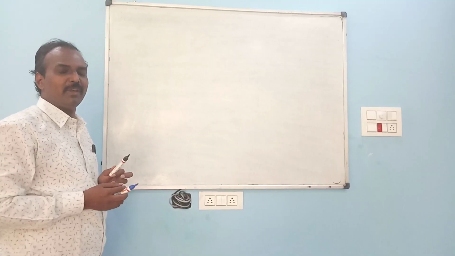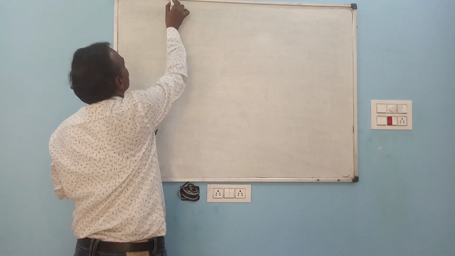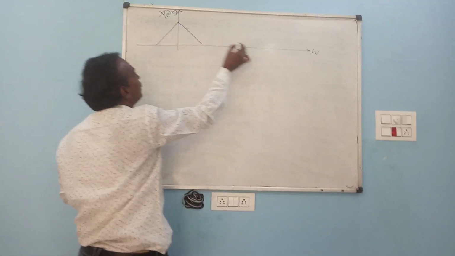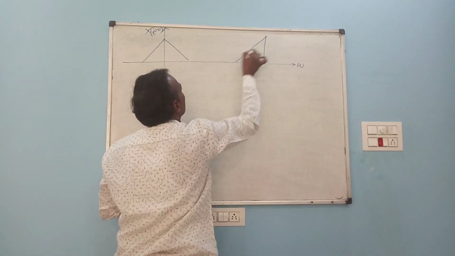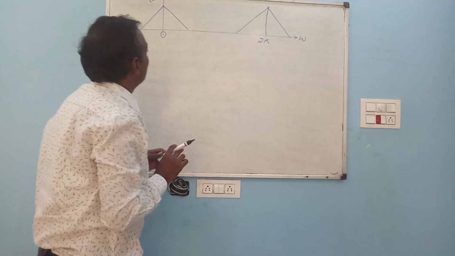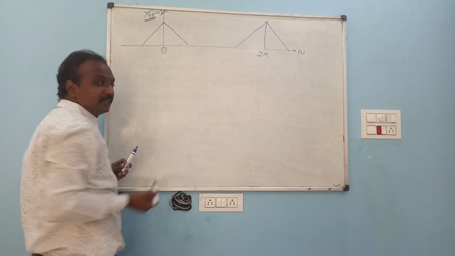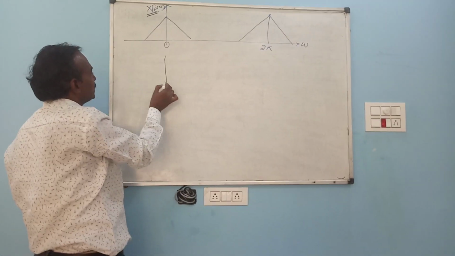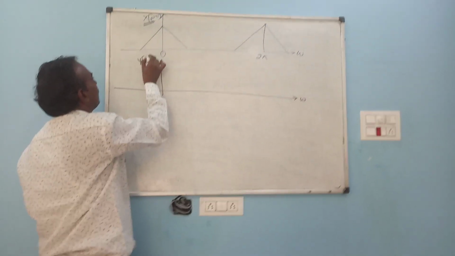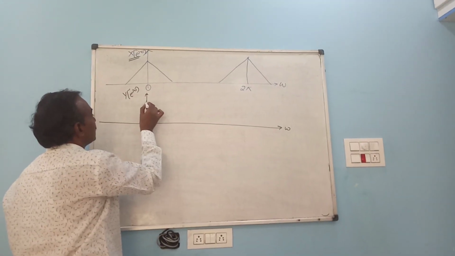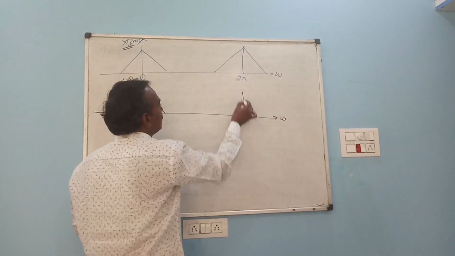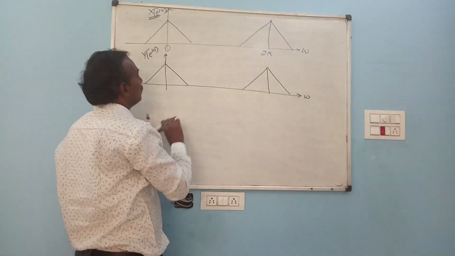Now suppose I assume the input spectrum X of e power j omega is this, from 0 to 2 pi. This is the spectrum for the input signal x of n. Now if I look at the spectrum for the output signal y of n, it is denoted by Y of e power j omega. Whatever signal is there, the images appear in between.